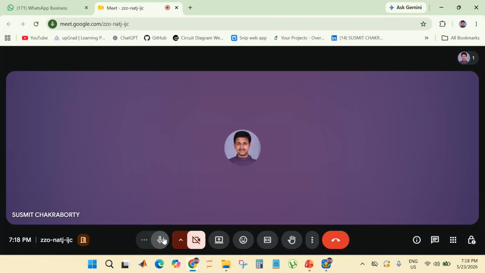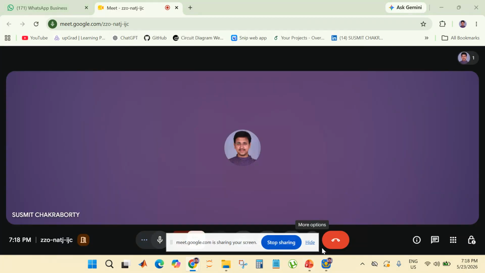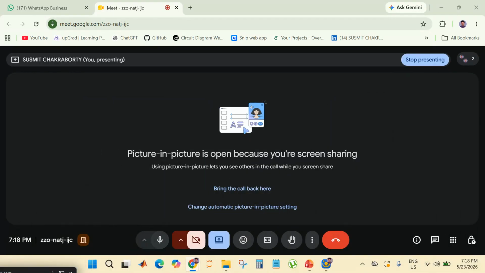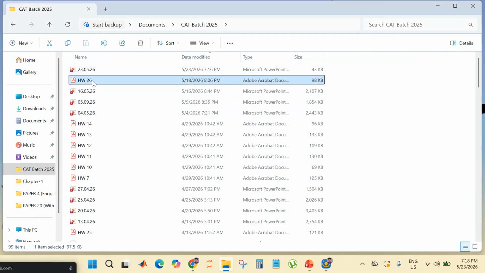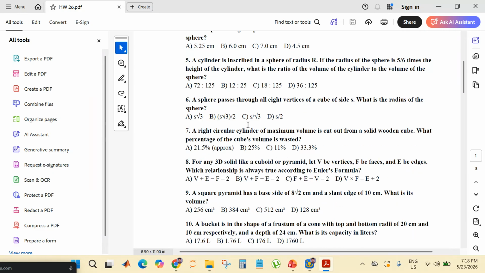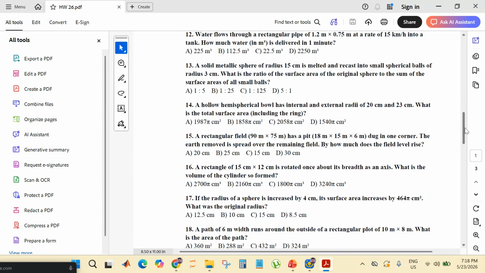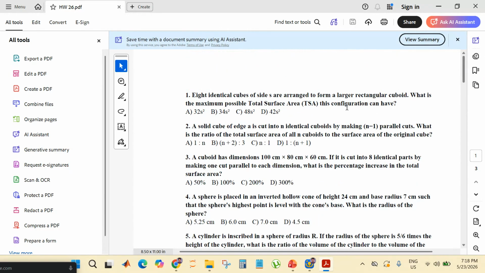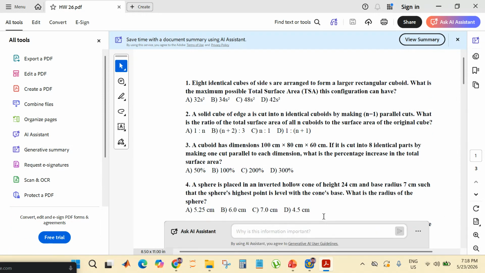Okay, so let's start the class for today. In the last class, homework 26 was released. In this homework, you can find a total of 20 numericals or MCQs. So I will start a few of them, or I will complete a few of them today.